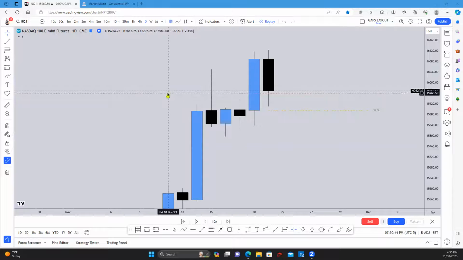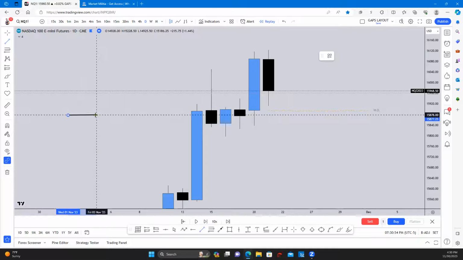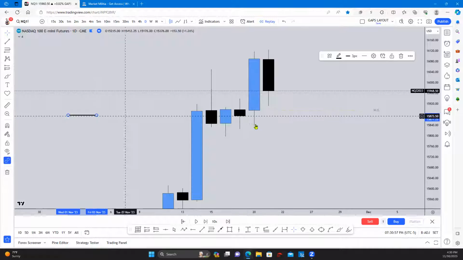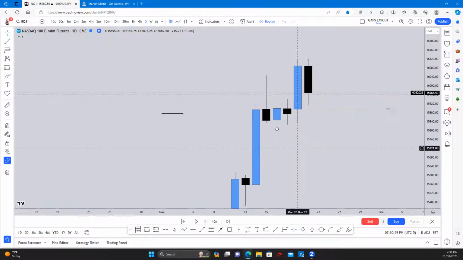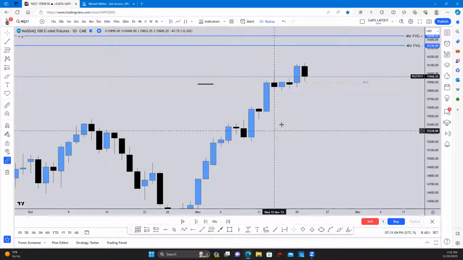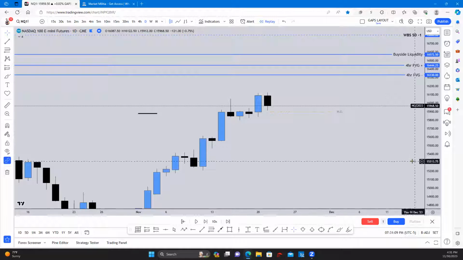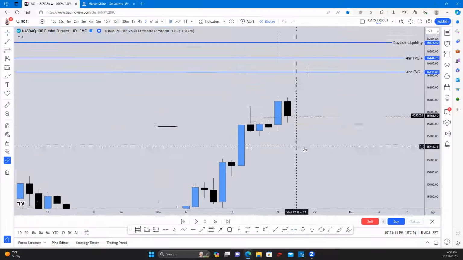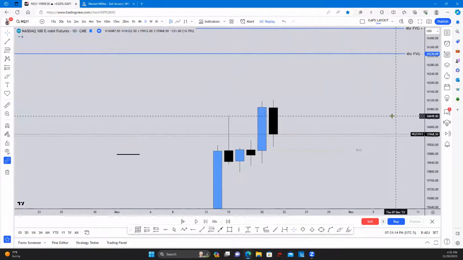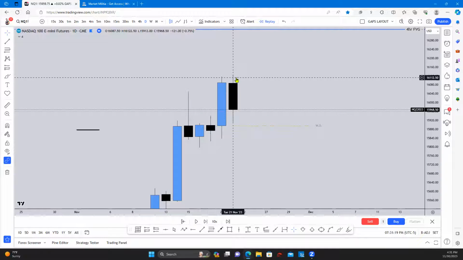So if you see here, we have the daily time frame. Now typically we see the power of three, right? You have your open. And then if we look at the trend here on the daily, what would you say the trend overall on this higher time frame is? Bullish, right?